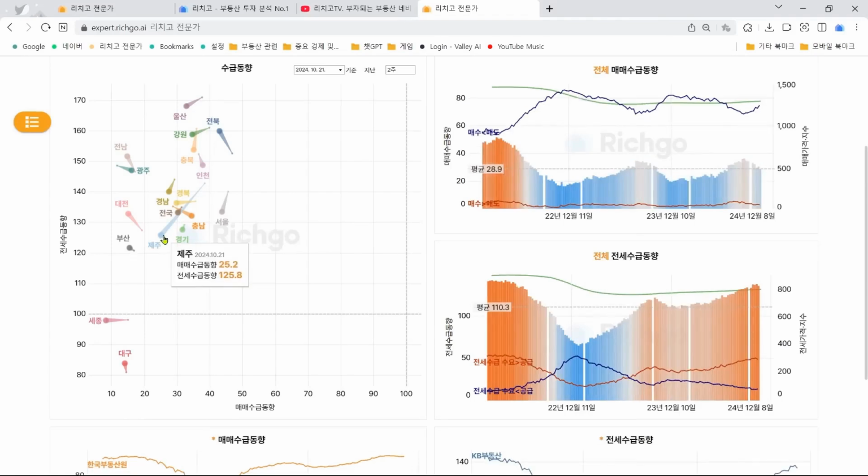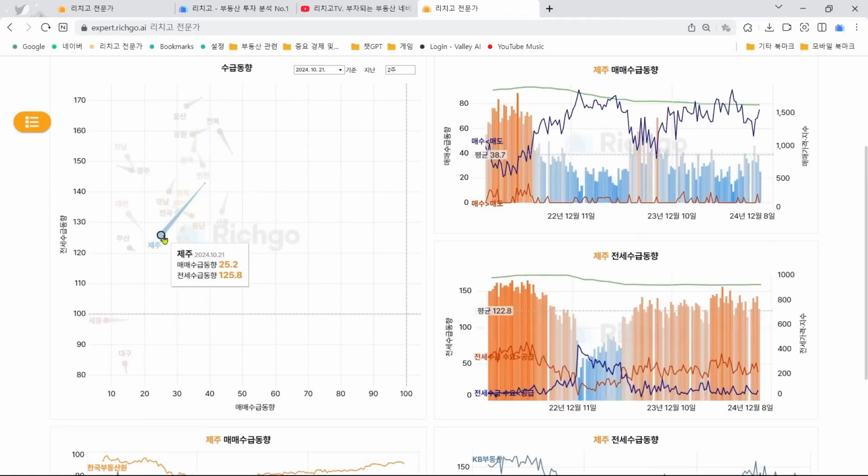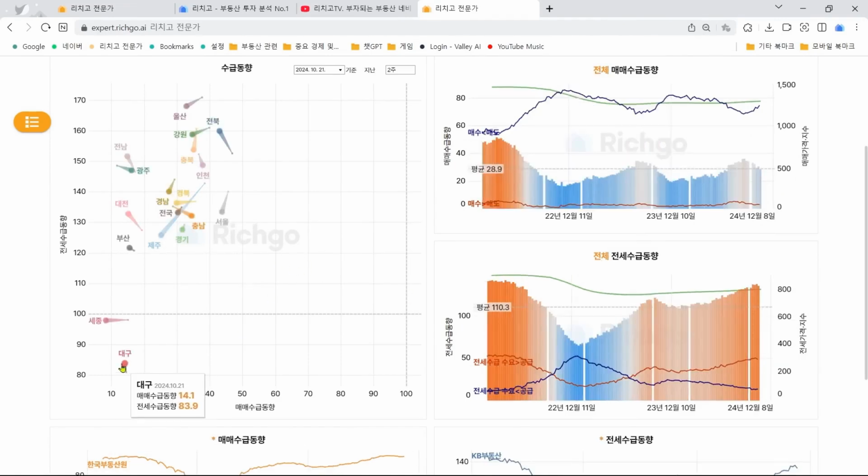Next, in the case of Jeju Island, there is a lot of fluctuation, and Jeju has significantly declined to the lower left. Both the sales supply and the rental supply have significantly worsened. This situation you should understand. Daegu and Sejong are still not doing well. You can see that the regions with the worst trends in the country are Sejong and Daegu.